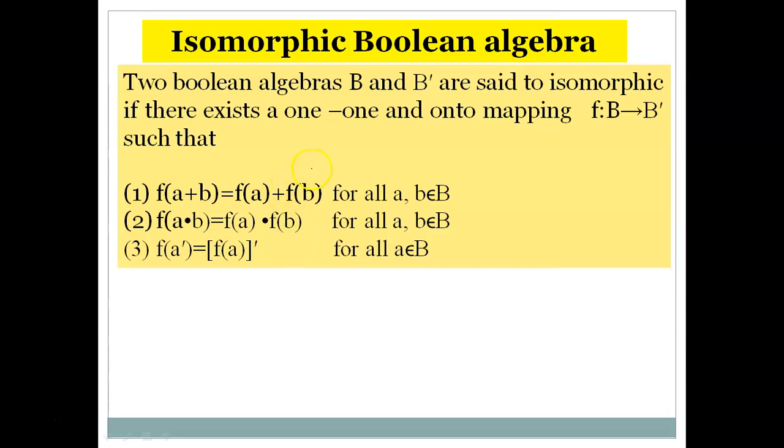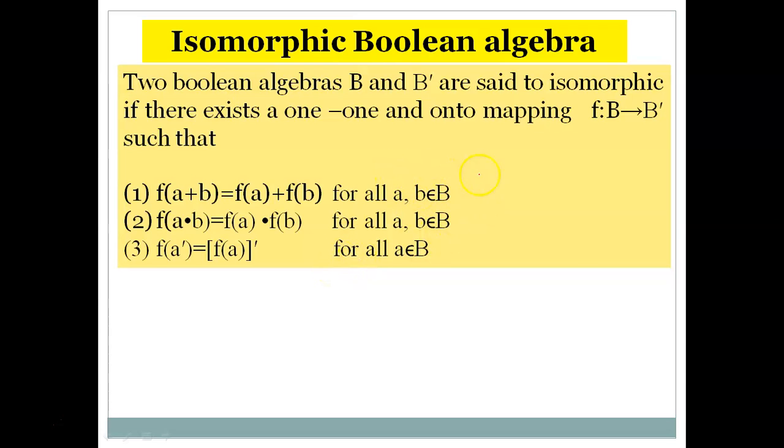So if we have two Boolean algebras B and B dash, then B and B dash are said to be isomorphic if there exists a 1-1 and onto mapping F from B to B dash such that these three properties are satisfied. What are the properties? That F of A plus B is equal to F of A plus F of B, F of A dot B is equal to F of A dot F of B, and F of A complement is equal to the complement of F of A.